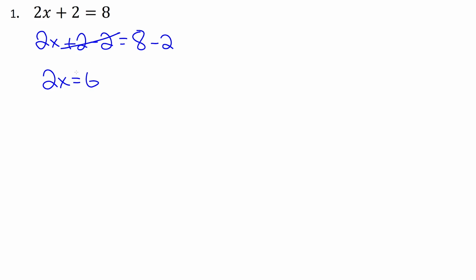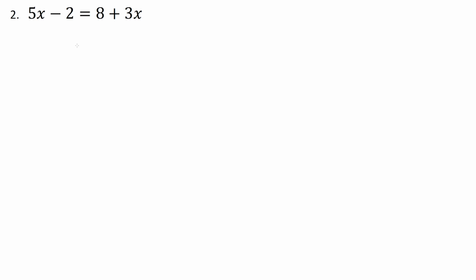So now that we've gotten rid of the addition and subtraction, and there's no more of that, now we move on to the D and M, the division and multiplication. So we have a multiplication by 2, and we need to get rid of that with a division, and whatever we do to the left, we do to the right. So that would cancel out to give 1. So it's just x on the left, and 6 divided by 2 is equal to 3.